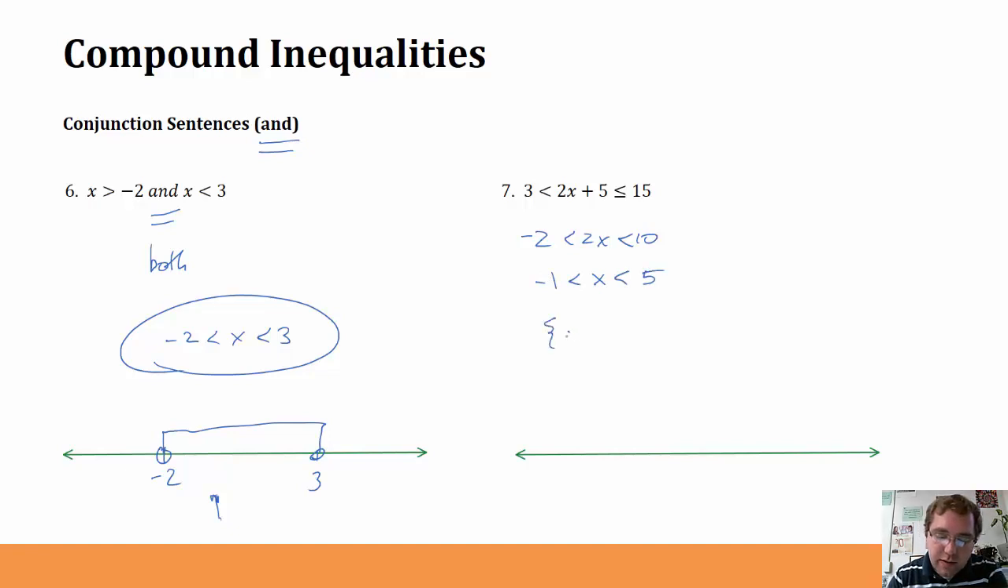So our solution set is the set of all x such that -1 is less than x less than 5. And when we graph it, we got -1, it's an open circle because it's just less than, and 5, which is also an open circle, and we go in between. Make sense? Good.